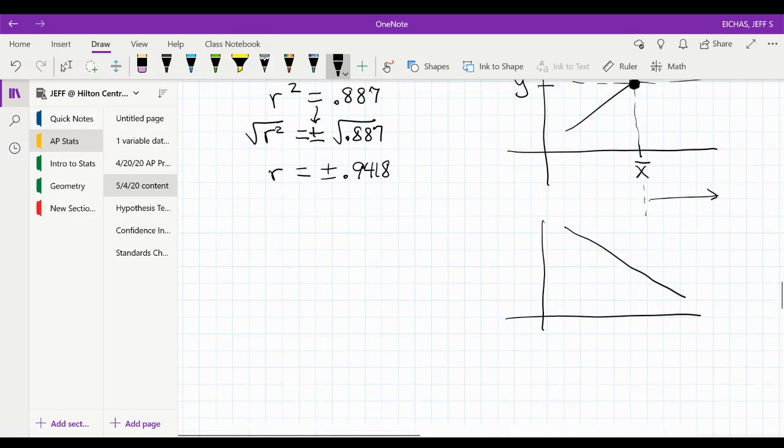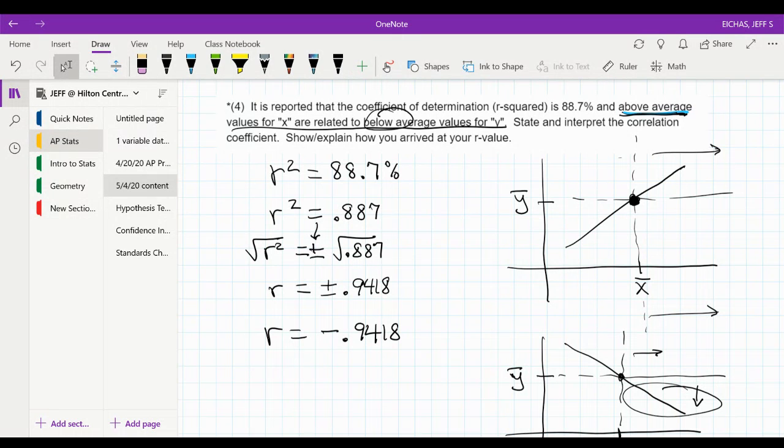Let's check out the bottom. Okay, so let's say that's x bar, so that would be y bar. If that's the average value of y, these are below average values of y. Those are above average values of x, and that's what we wanted. So that indicates a negative linear relationship.